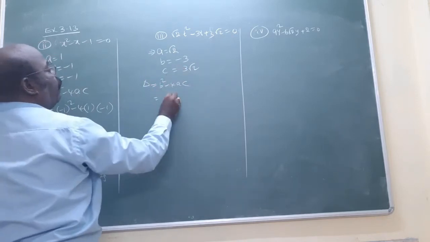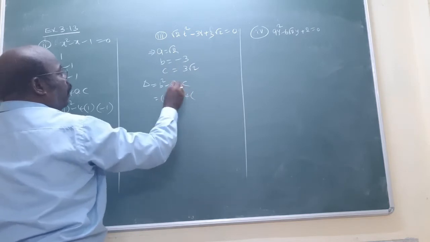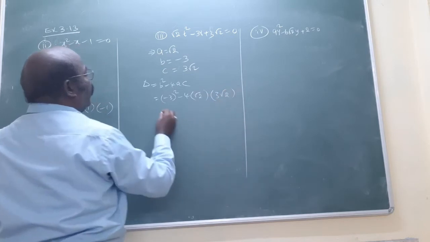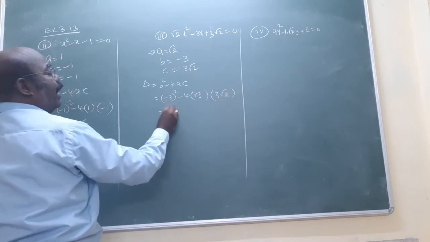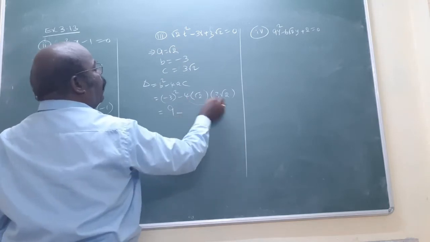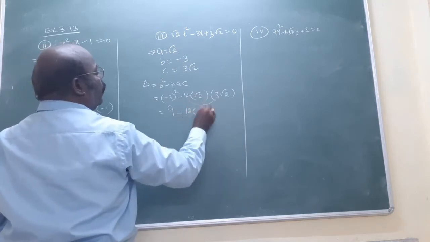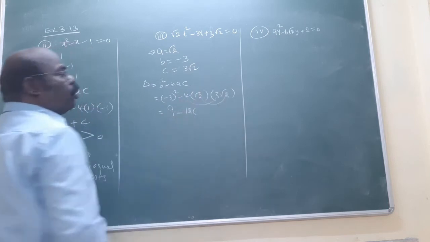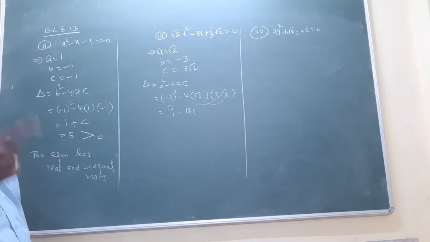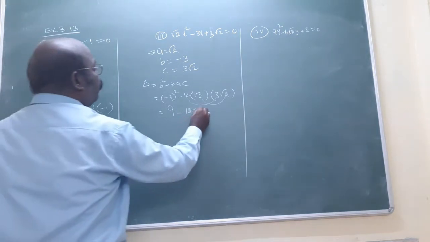B square minus 4 into root 2 into 3 root 2. Minus 3 whole square is what? 9. You want to multiply the number with number, 4 3s are 12, into root 2 into root 2. What I told you? Root 2 into root 2, the square root and square cancel, only 2.